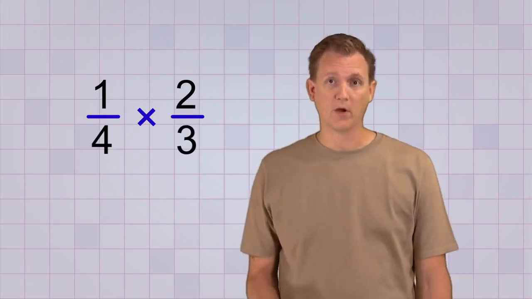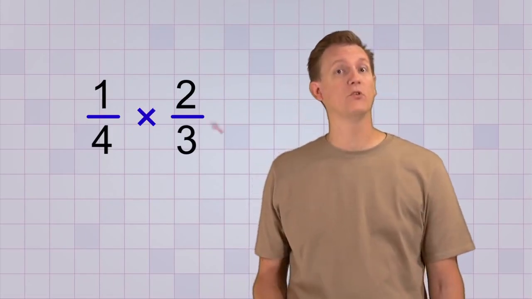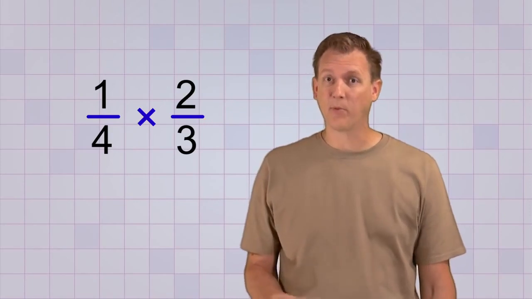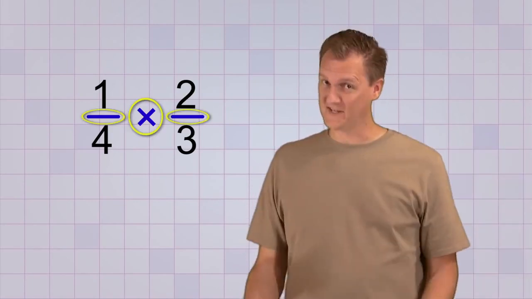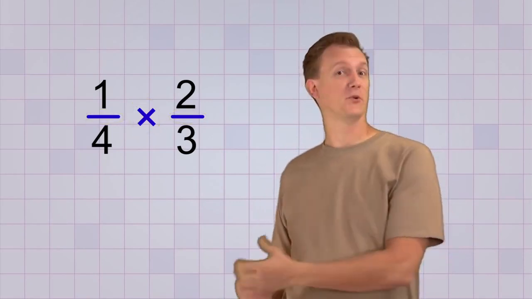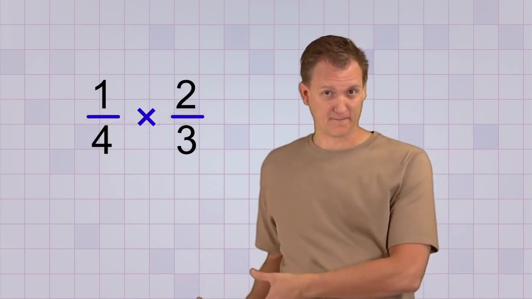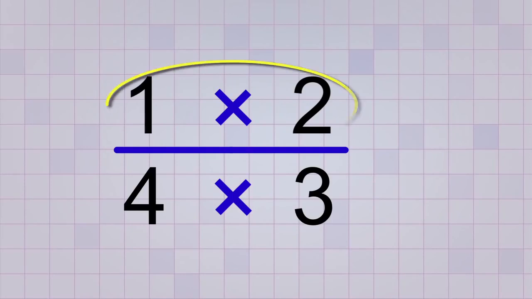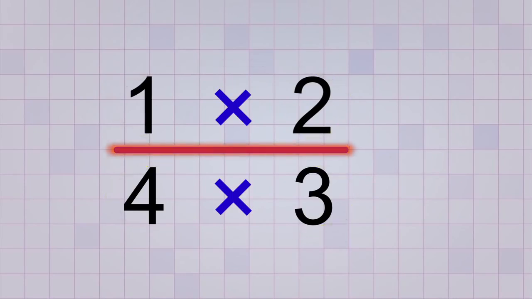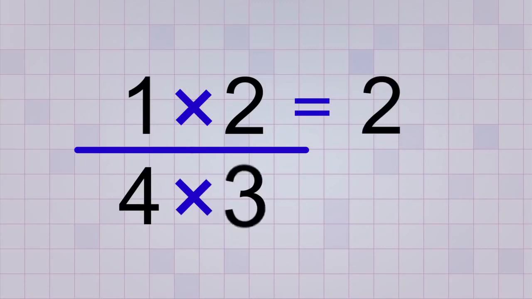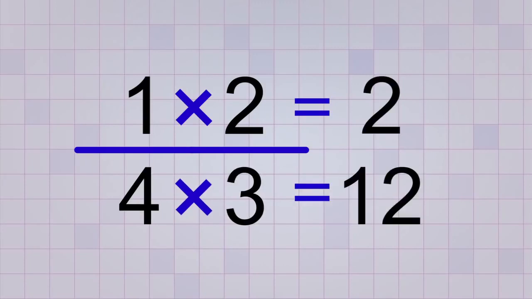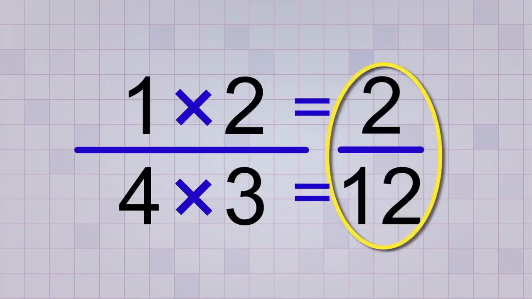the same as the problem 1 divided by 4 times 2 divided by 3. That means I have both multiplication and division in the same problem. And because they get along so well, that means I can just rearrange our problem to look like this. Now it looks like two multiplication problems that are being divided, and it looks just like a fraction. In fact, if we go ahead and do the multiplications, 1 times 2 equals 2, and 4 times 3 equals 12, then we do have a fraction, and it's the answer to our problem.